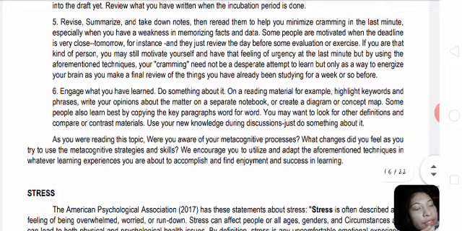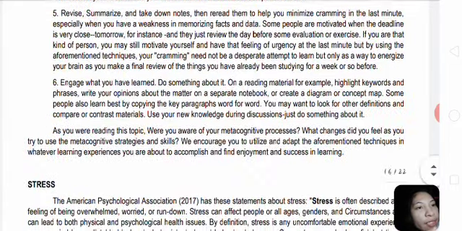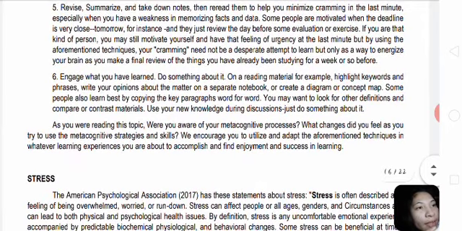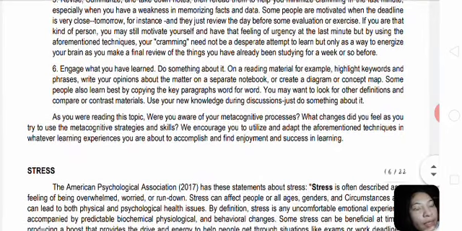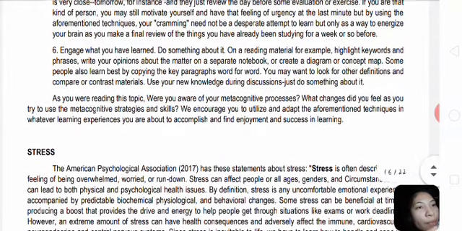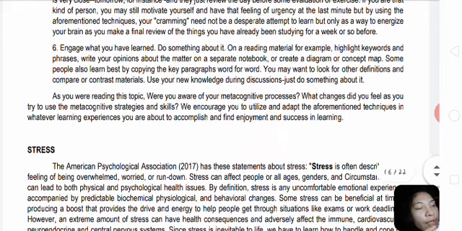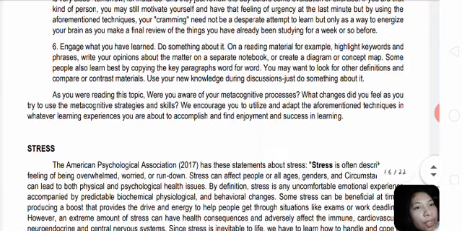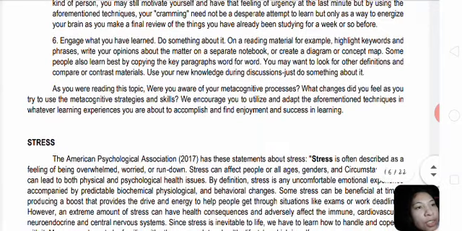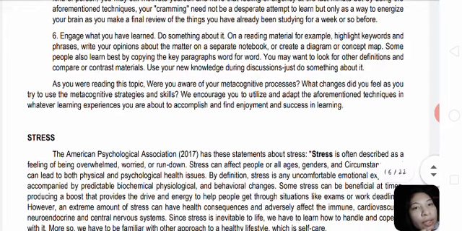Write your opinions about the matter in a separate notebook or create a diagram or concept map. Some people also learn best by copying the key paragraphs word for word. You may want to look for other definitions and compare or contrast materials. Use your new knowledge during discussions. Just do something about it.